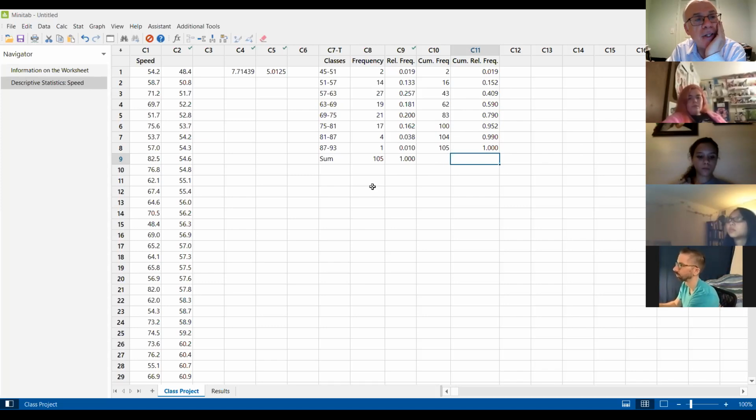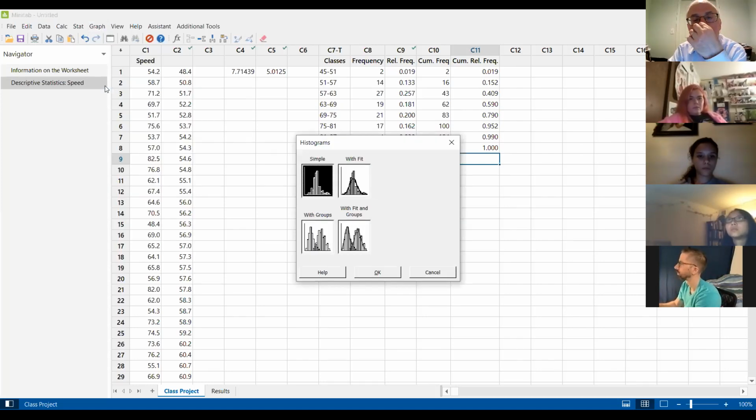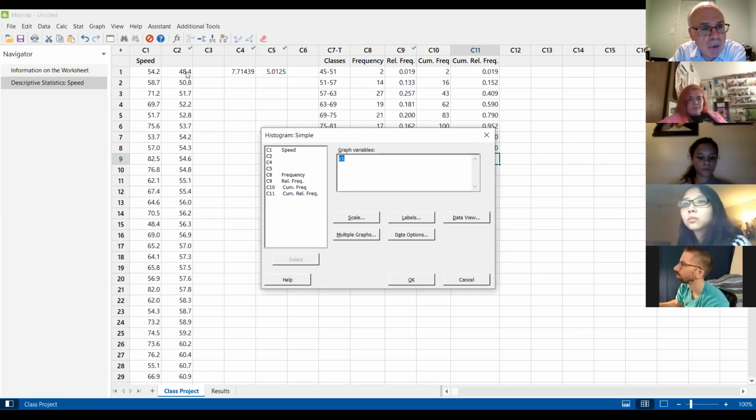Now the last thing I want to show you is the histogram itself. So we're going to go to Graph, and there is Histogram here. Now, if you simply do the simple one without all this group stuff and the fitting, and click OK, and say it's C1. Now, we don't need to use C2 anymore. You could put C2 here, it wouldn't matter really. But the original data set's in C1. You might as well use it.